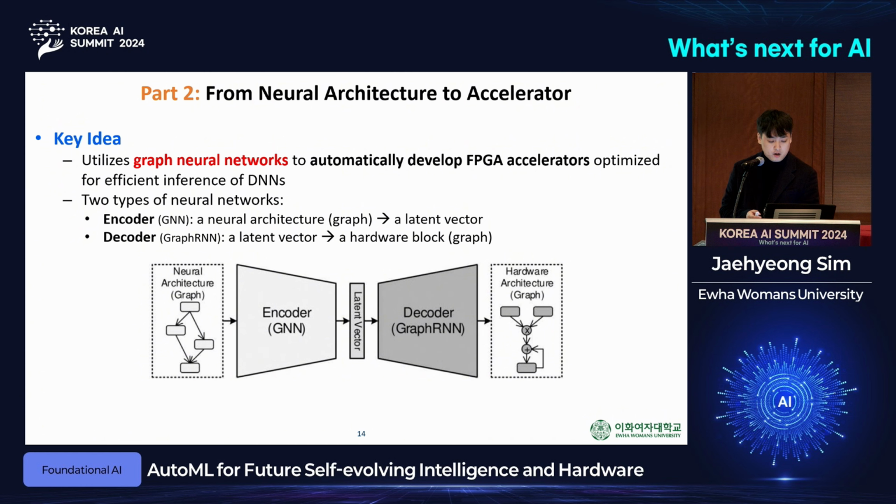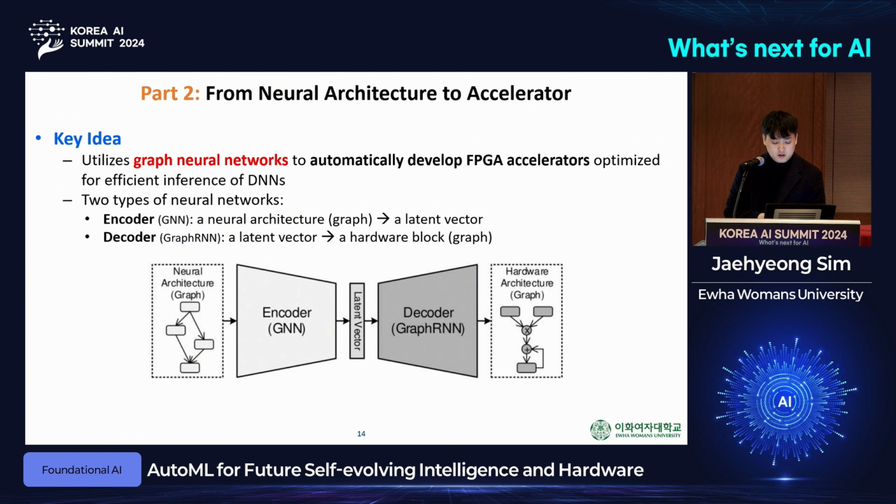So in this framework, we have two types of neural networks. First one is the encoder. It's a graph neural network, which takes a neural architecture as an input. And this neural architecture is represented using a graph. So node is a tensor, and the edge is an operator. And by taking this graph, the encoder converts this neural architecture graph into a latent vector.